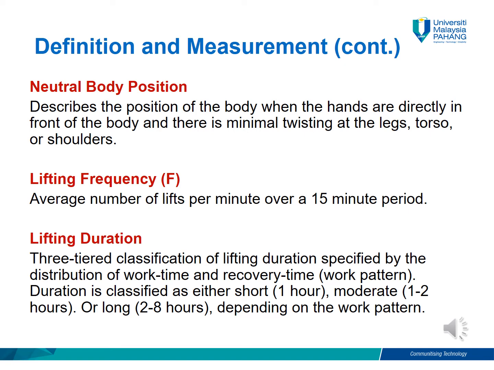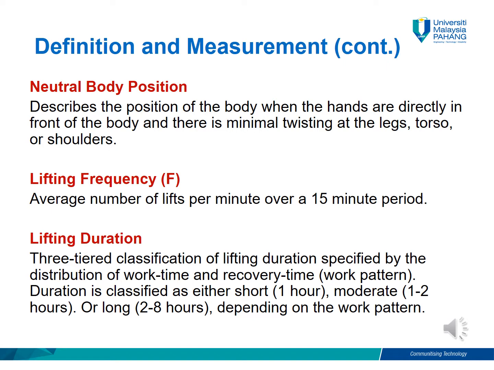We continue to the definition and the measurements. Neutral body positions. Neutral body position describes the position of the body when the hands are directly in front of the body and there is minimal twisting at the leg, torso, or shoulder.